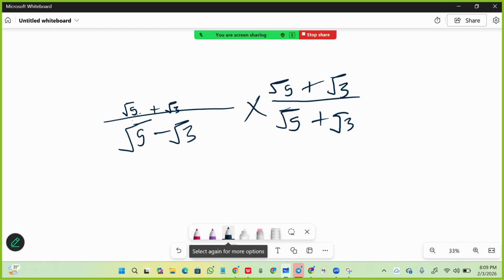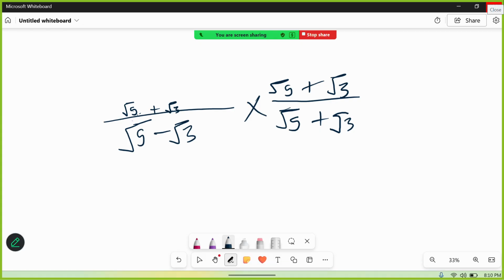Let me get the best of my teaching angle. Yes, root 5 plus root 3.